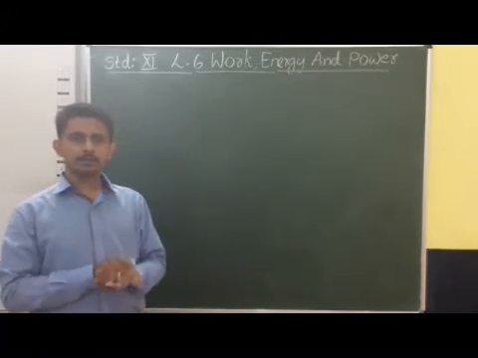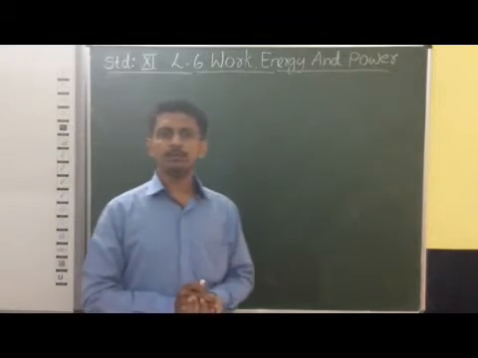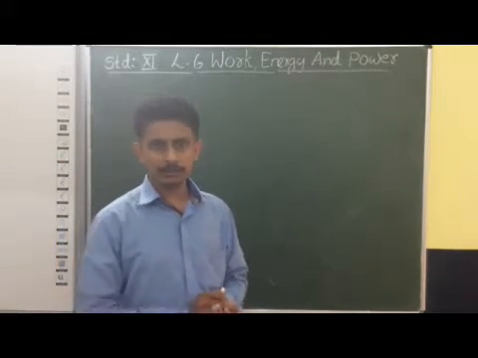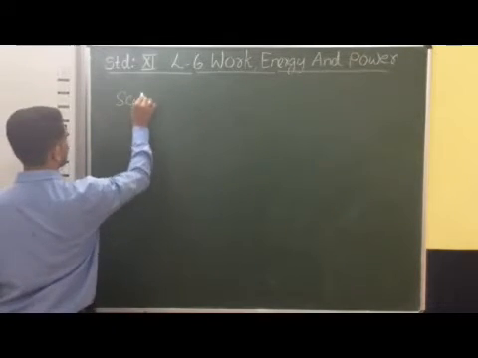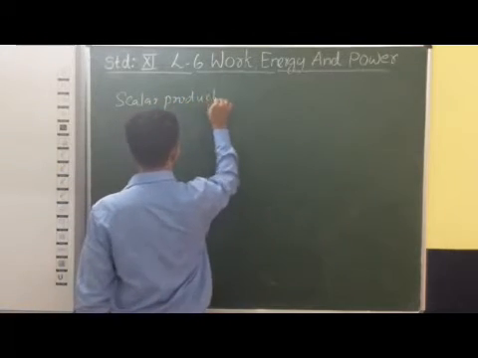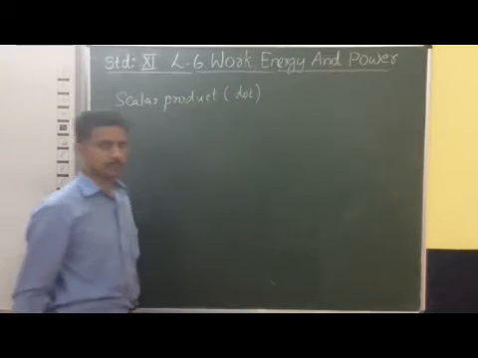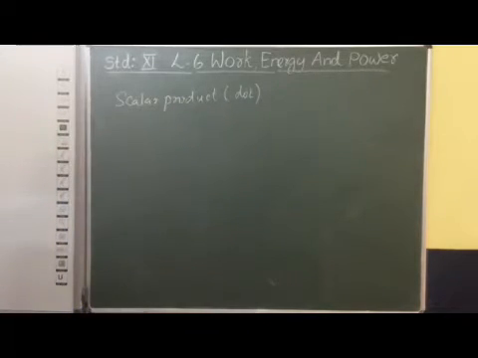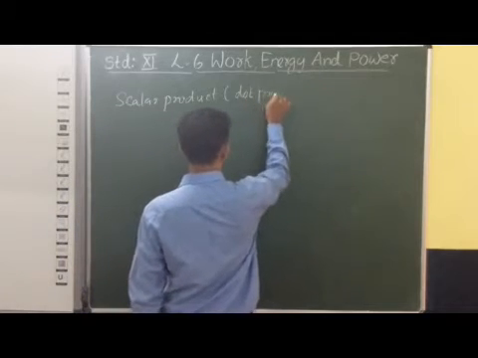When we are concerned with the multiplication of two vectors, we basically follow two methods. The first method is known as the scalar product, or the dot product. This is the first method of multiplication of two vectors, scalar product or dot product.